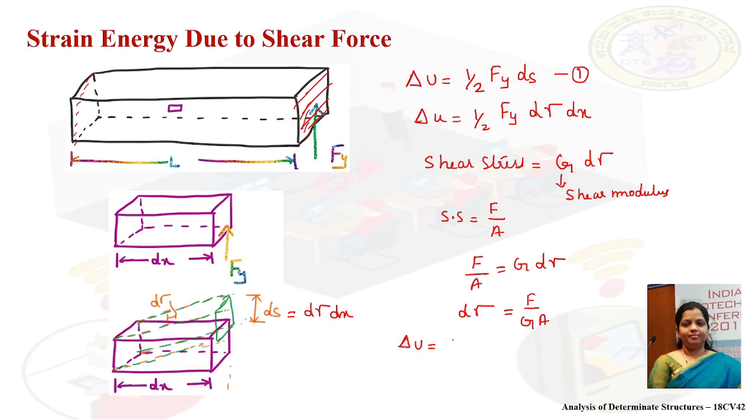dU turns out to be Fy square by 2GA. If we need the strain energy of the beam, we need to integrate the strain energy of the element. Therefore, total strain energy of the beam will be equal to integral 0 to L of Fy square by 2GA into dx.